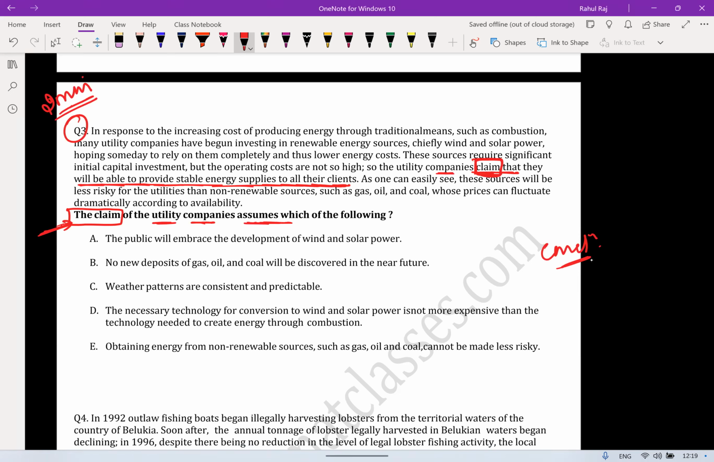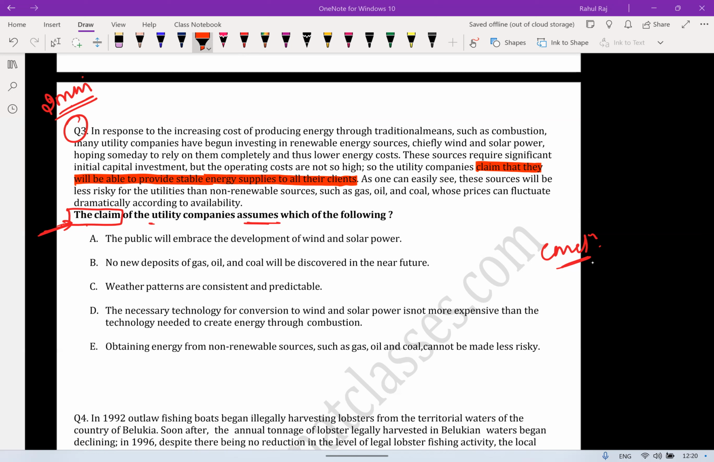So even if you don't understand that this is a conclusion, a lot of times the question helps you very clearly. The question says the claim of utility company assumes which of the following. What is the claim? The utility company claims that they'll be able to provide a stable source of energy to all their clients. So this is a straightforward claim. Simple logic. Can't I say that this is nothing but also a conclusion?